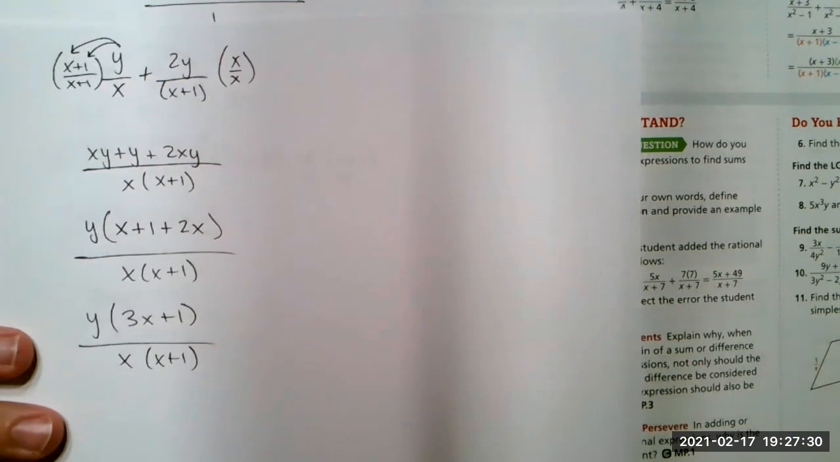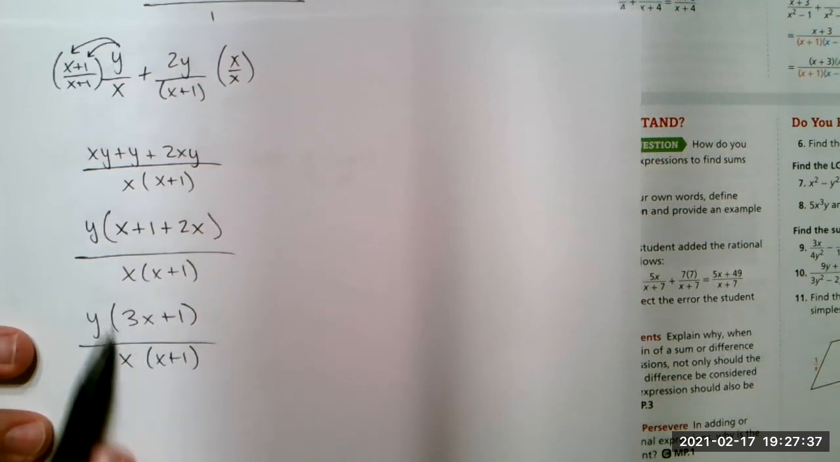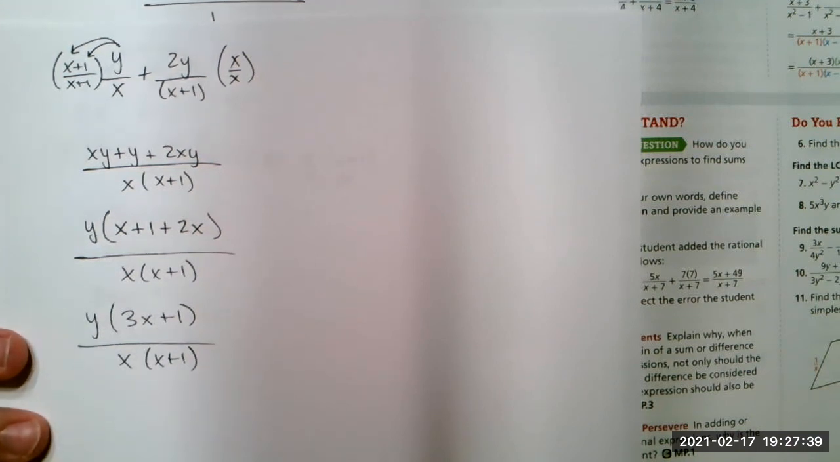Woo. Just like before, I don't have anything that cancels. There's a y up top and x down below, a 3x plus 1 up top, but x plus 1 down below. Nothing is common, so I can't simplify anything.